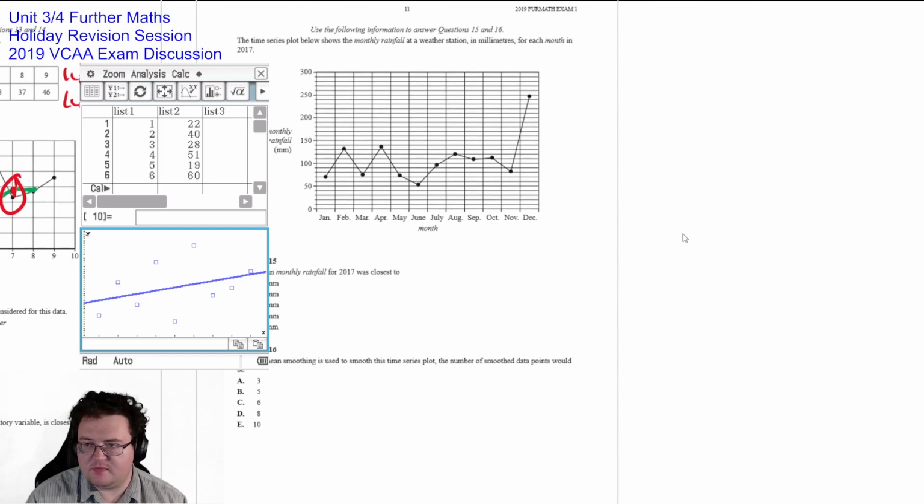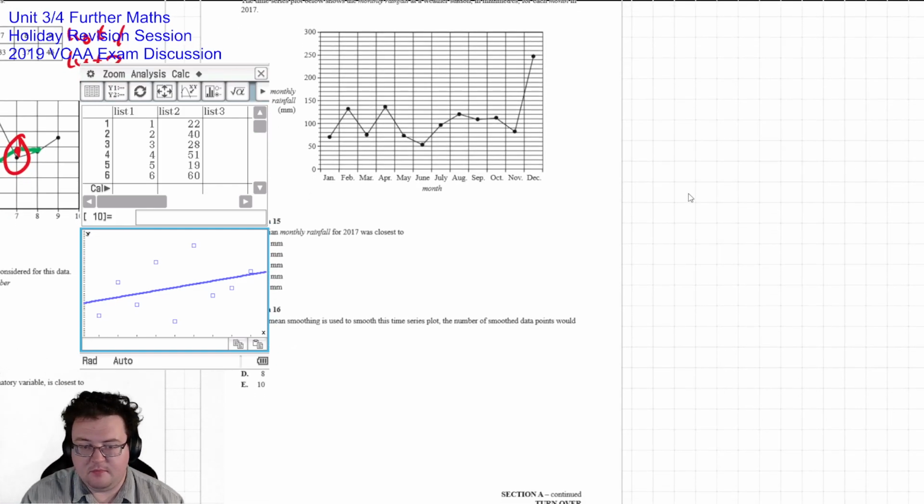All right, time series plot shows monthly rainfall. Speaking of which, it's raining outside. Thank you for joining me on this cold and rainy day. How very Melbourne.